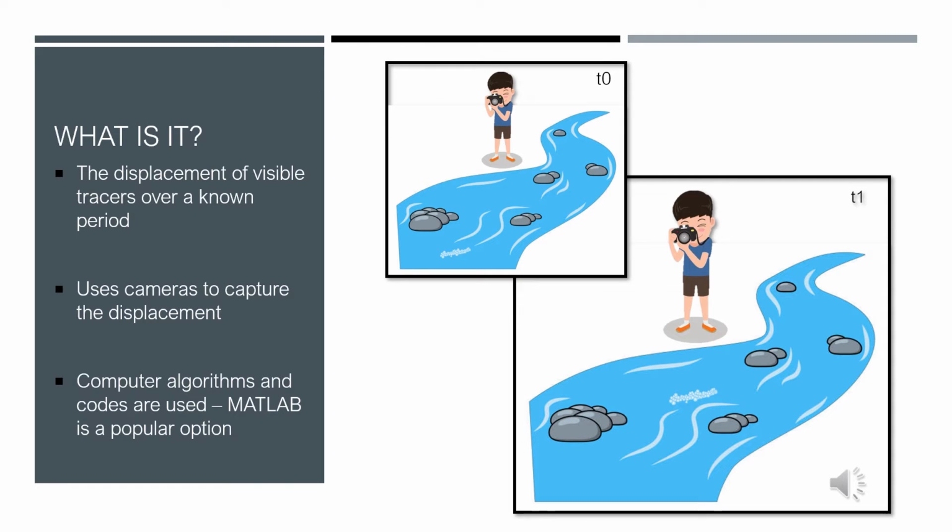To do this, it uses everyday cameras that can be situated either at a fixed point, like a CCTV camera, or it can be more mobile, like using handheld cameras, mobile phones, or even drones. These videos are then put into software that uses algorithms coded to automatically detect the movement of tracers within your region of interest.